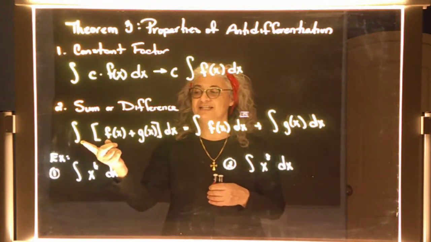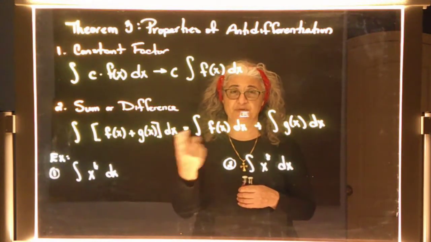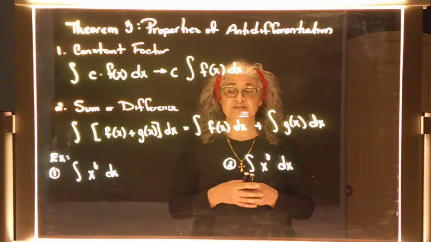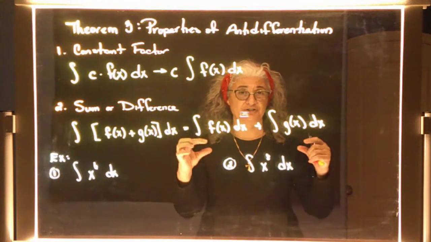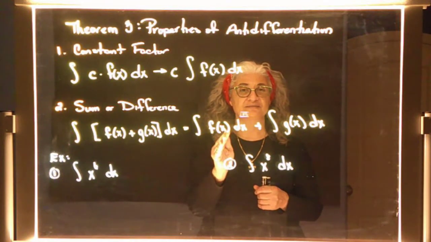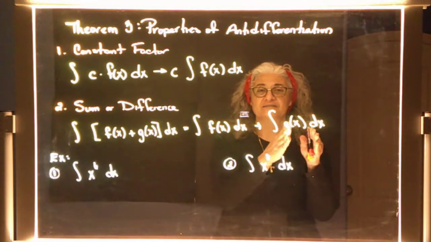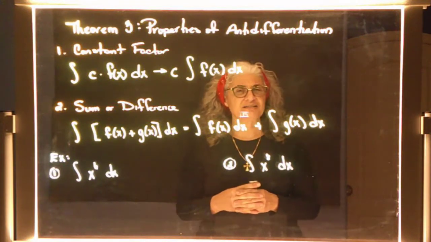Number two is if I'm taking the antiderivative of a sum or a difference. So if I'm taking the antiderivative of the sum of two functions with respect to x, the sum is very nice to us because it will let us pull the two functions apart. It will allow me to take the antiderivative of f of x with respect to x, take the antiderivative of g of x with respect to x, and then add the two together again. So it's kind of nice.